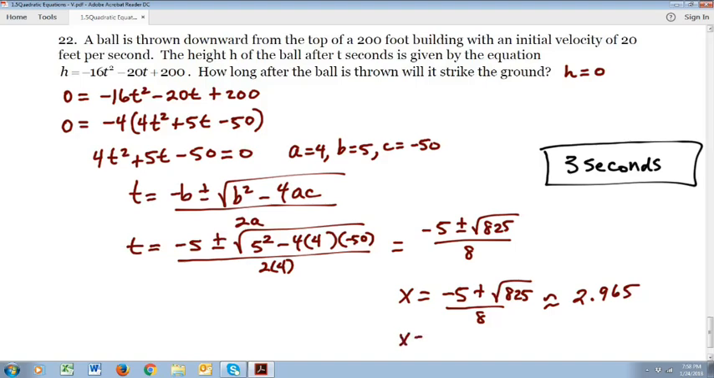Now, if you actually plug in the other, you'll find that you get a negative number. And so this is our only solution, 3 seconds. And that's going to be it for this video.